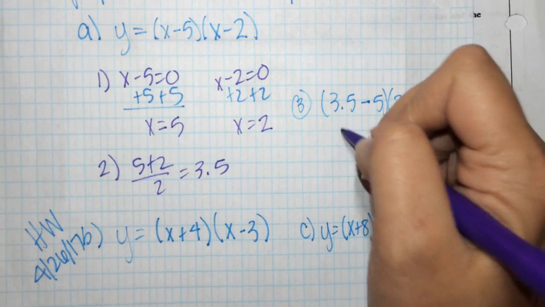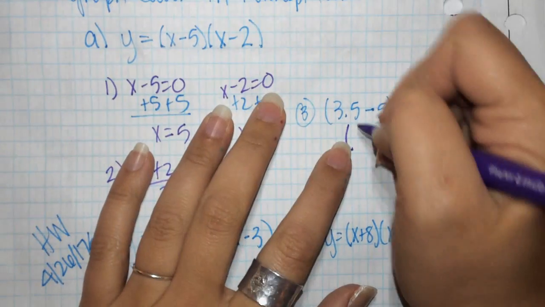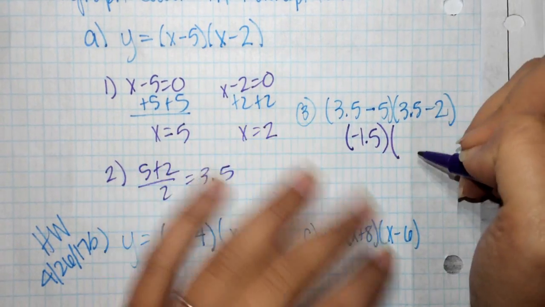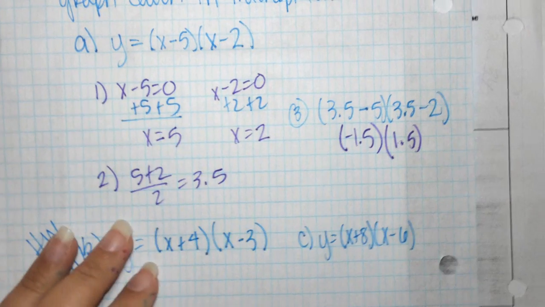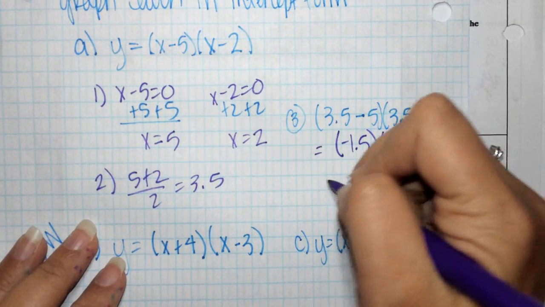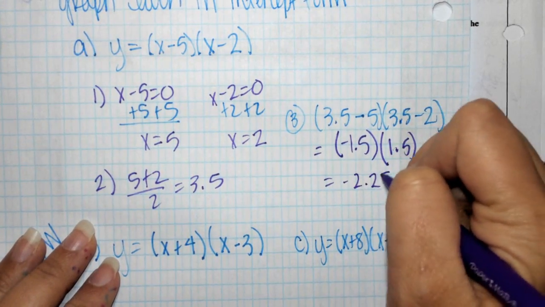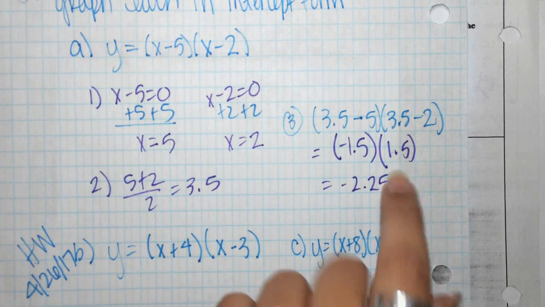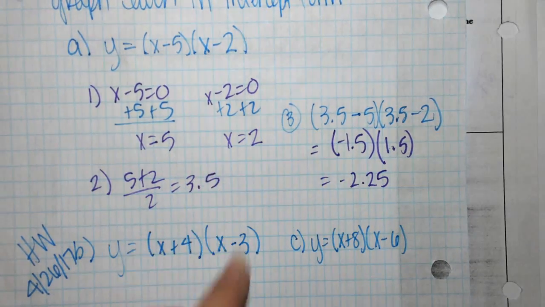3.5 minus 5 gave us negative 1.5. And 3.5 minus 2 gave us positive 1.5. And negative 1.5 times 1.5 is negative 2.25. That gives you your vertex. So that's your axis of symmetry, this is your vertex, and those are your zeros.